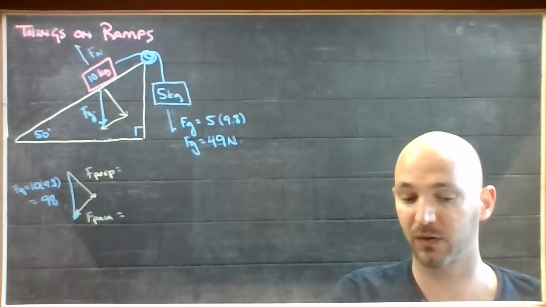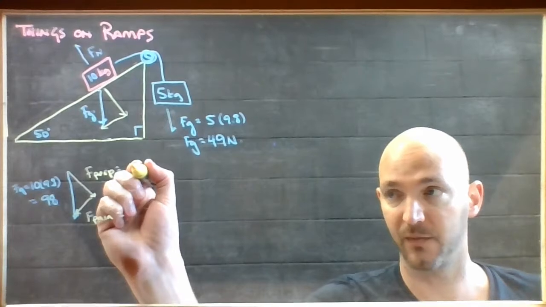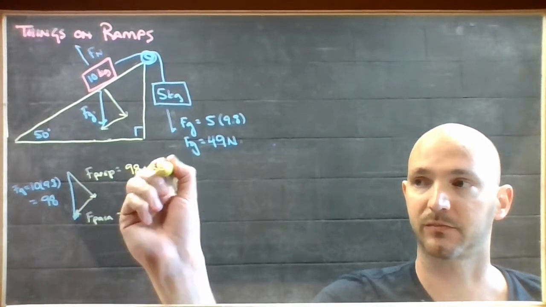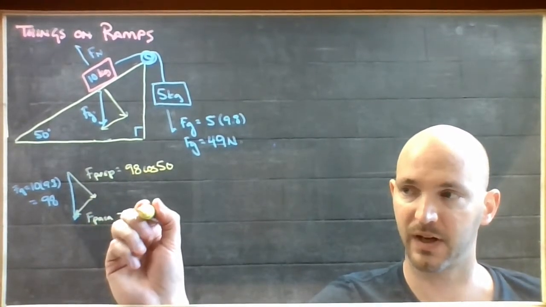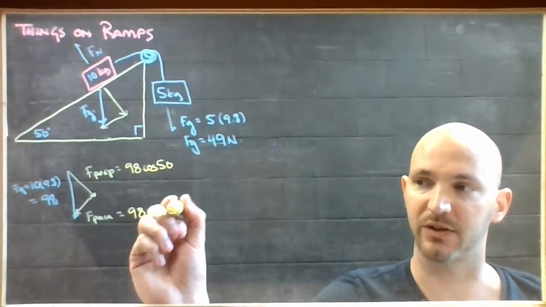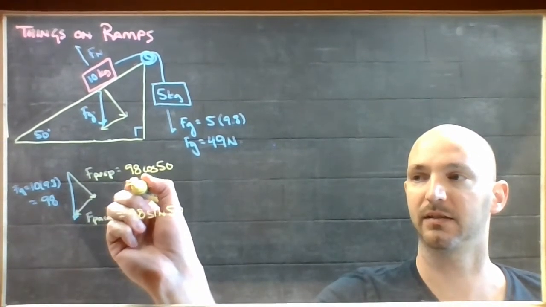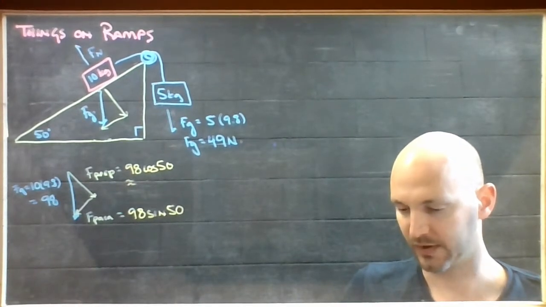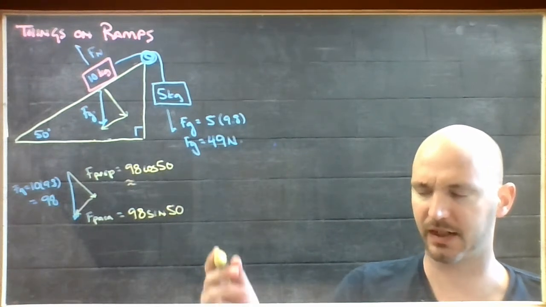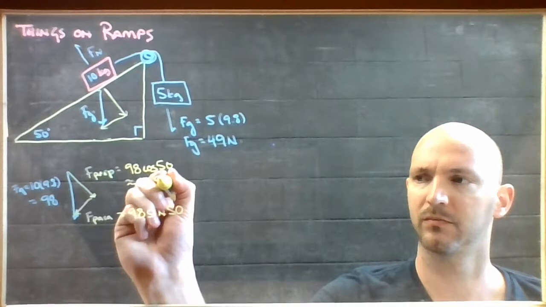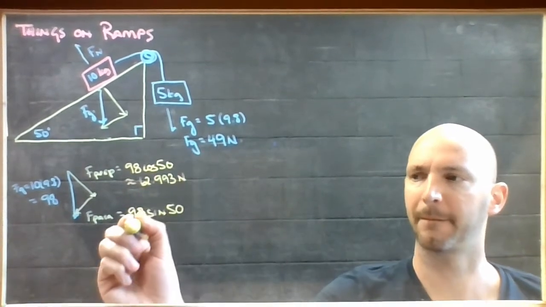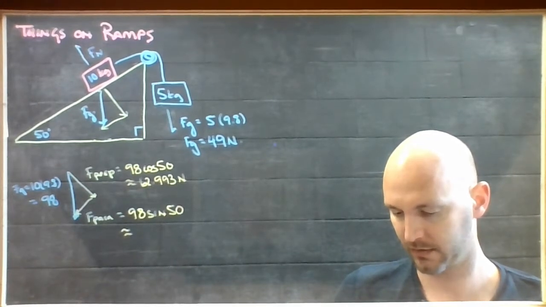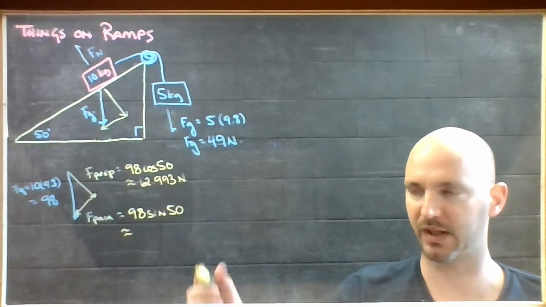That means that my perpendicular force should be the size of the full gravity cosine 50, and my parallel part should be the full gravity with a sine 50 attached. This is approximately 98 cos 50, which is 62.993 newtons, and this is approximately 75.072.